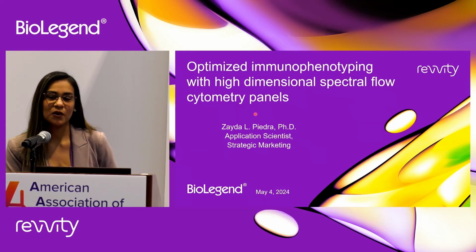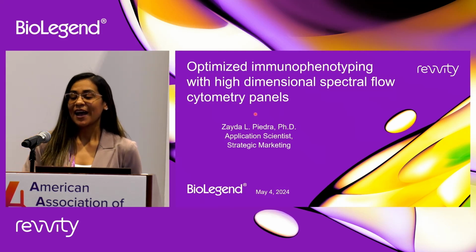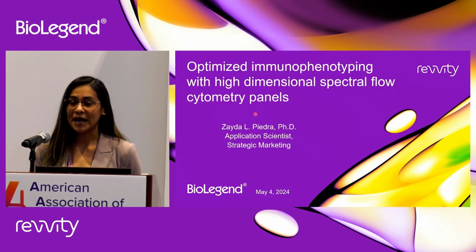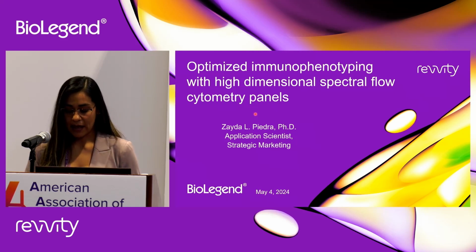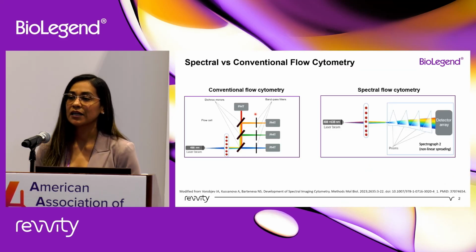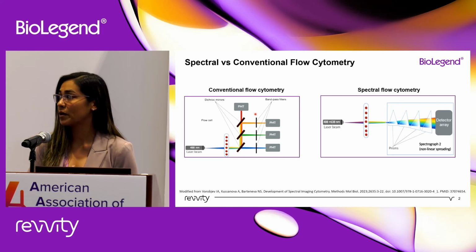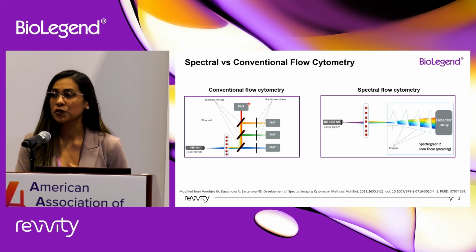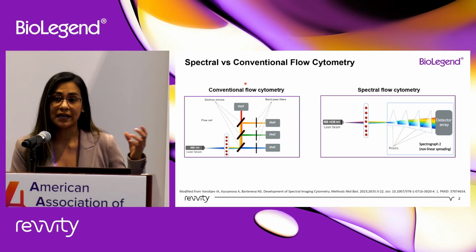And in today's workshop, I would like to show you some of the optimized panels that we have developed at BioLegend, but also I would like to walk you through the process that we use to build these panels. And with that, I would like to start highlighting some differences between the spectral and the conventional cytometry. I hope you can see my pointer well. That is going to be very useful for later slides.